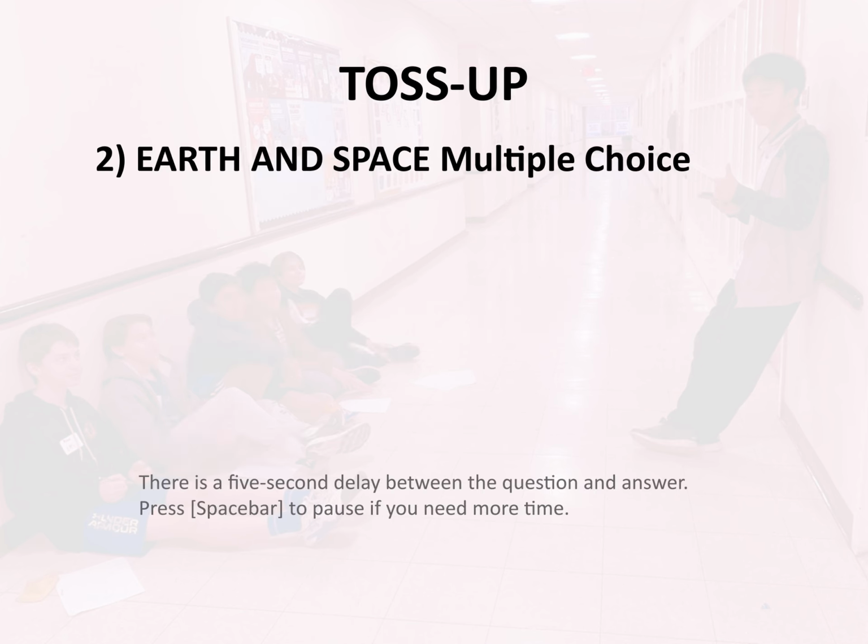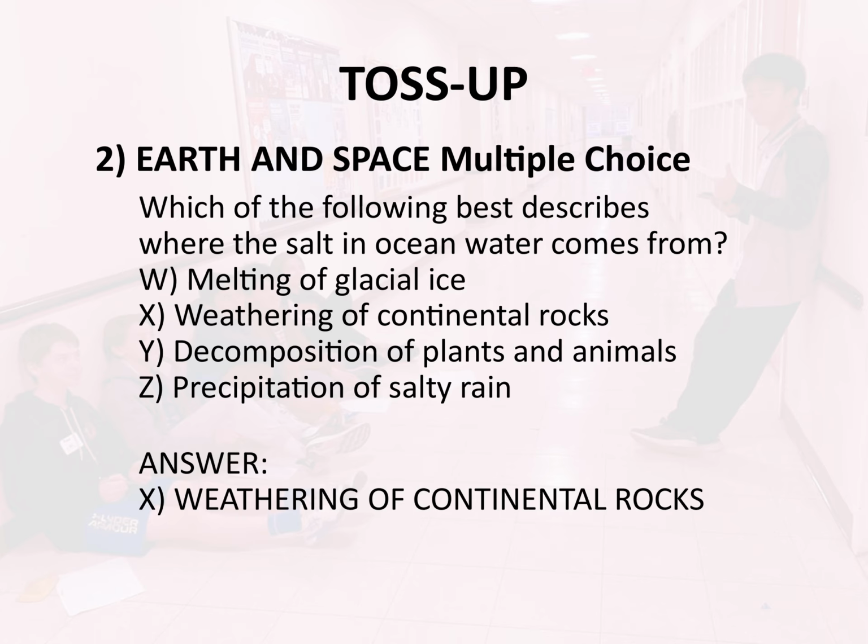Toss-up 2. Earth and space multiple choice. Which of the following best describes where the salt in ocean water comes from? W. Melting of glacial ice. X. Weathering of continental rocks. Y. Decomposition of plants and animals. Z. Precipitation of salty rain. Answer. X. Weathering of continental rocks.